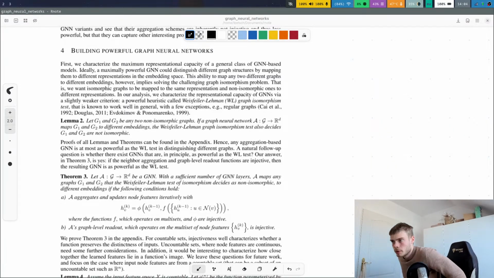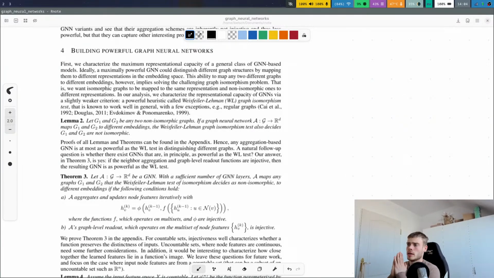All right, building powerful graph neural networks. First, we characterize the maximum representational capacity of a general class of GNN-based models. Ideally, a maximally powerful GNN could distinguish different graph structures by mapping them to different representations in the embedding space. This ability to map any two different graphs to different embeddings, however, implies solving a challenging graph isomorphism problem. That is, we want isomorphic graphs to be mapped to the same representation and non-isomorphic ones to different representations.